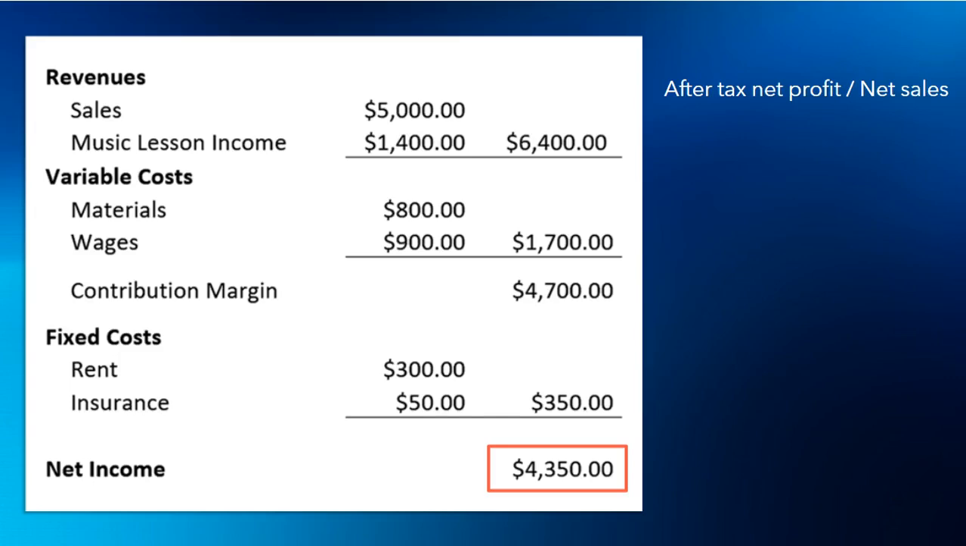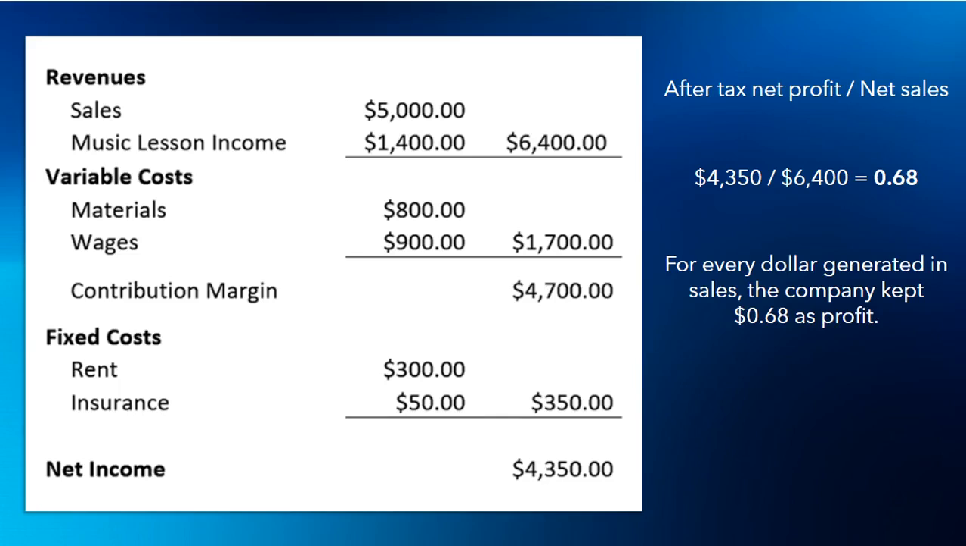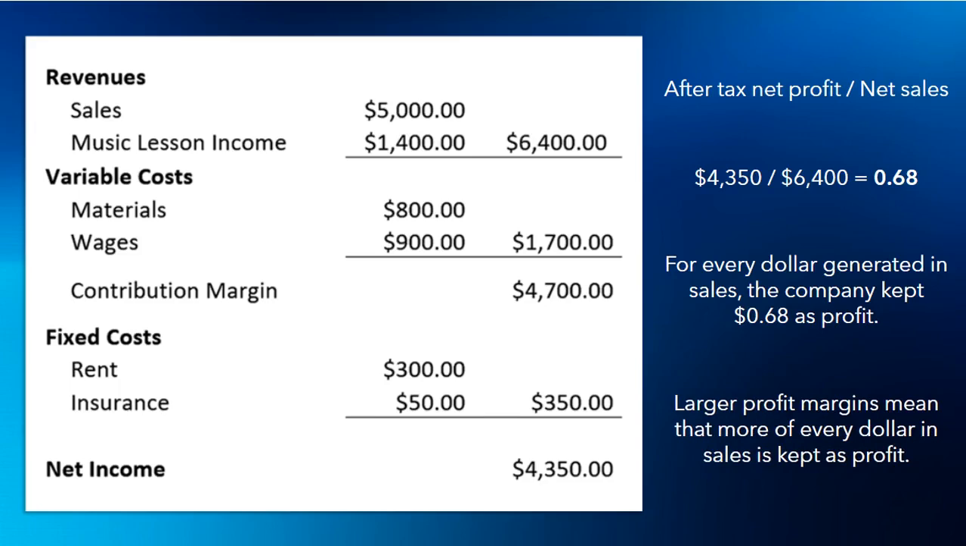If Joseph also had to pay interest and taxes, that too would have been deducted from revenues. The net profit margin is calculated by taking the ratio of net income to revenue. Net profit margin is calculated like this. A net profit margin of 68% means that for every dollar generated by Joseph's Voice Lessons in sales, the company kept 68 cents as profit. The net margin is an important measure of a company's overall profitability. Larger profit margins mean that more of every dollar in sales is kept as profit.